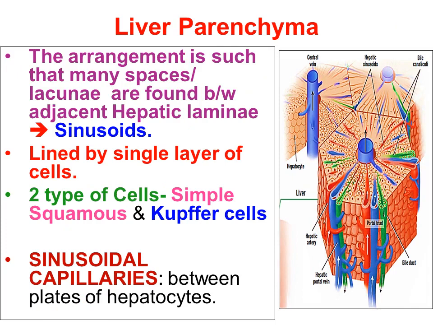The arrangement of hepatocytes in liver parenchyma is such that the hepatocytes are separated by spaces known as the hepatic sinusoids. The spaces are also known as hepatic lacunae. The sinusoids are lined by a single layer of cells which are present in between the plates of hepatocytes. There are two types of cells which are found in the sinusoids, which are the simple squamous and the Kupffer cells.